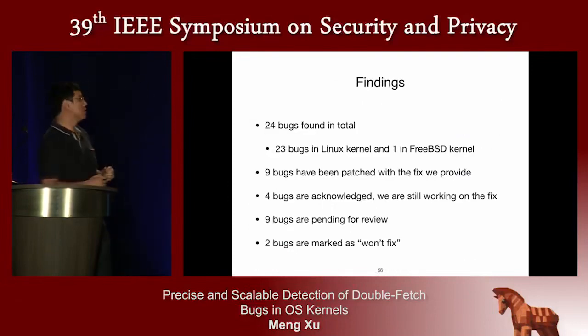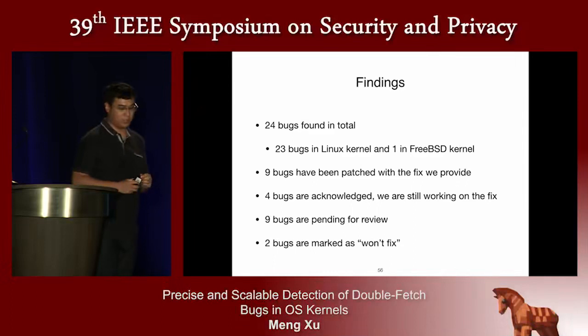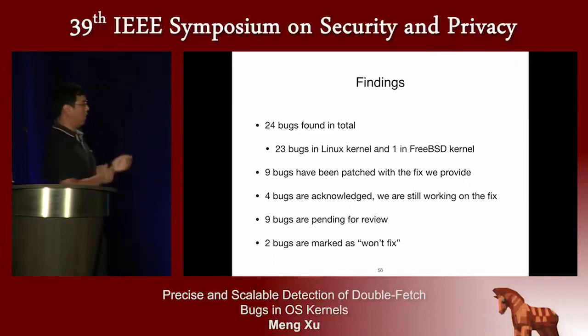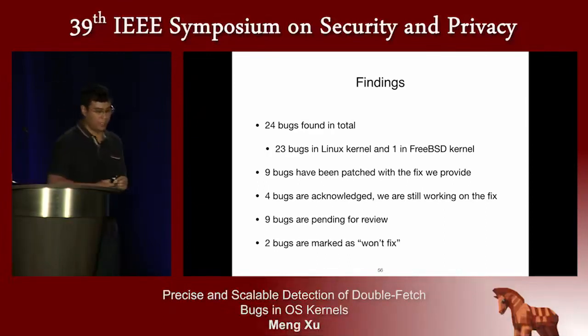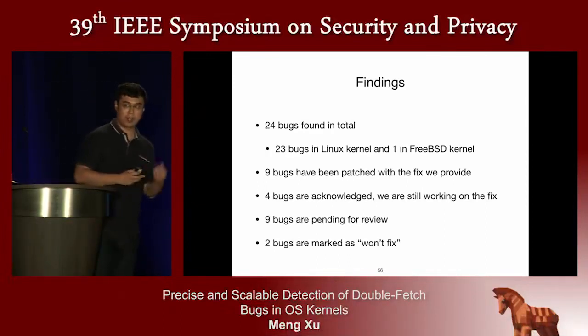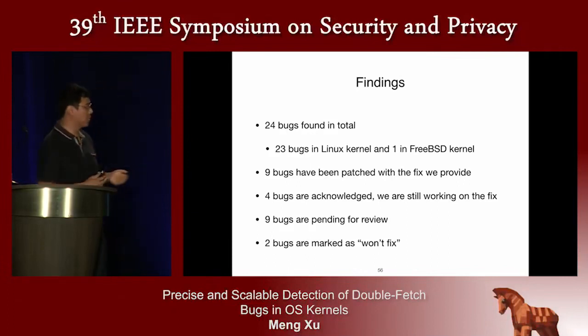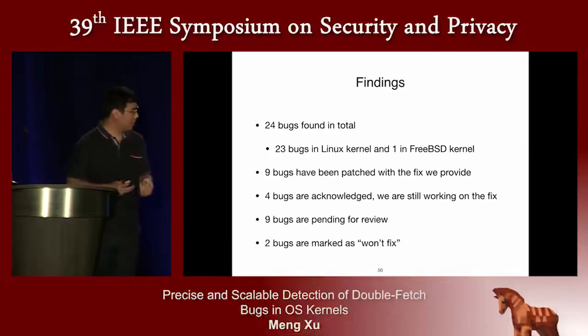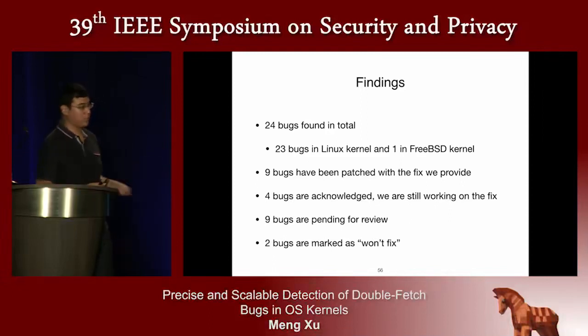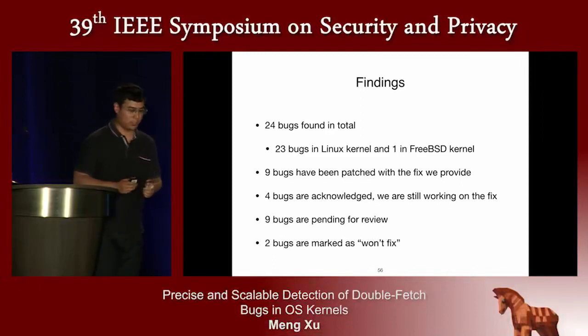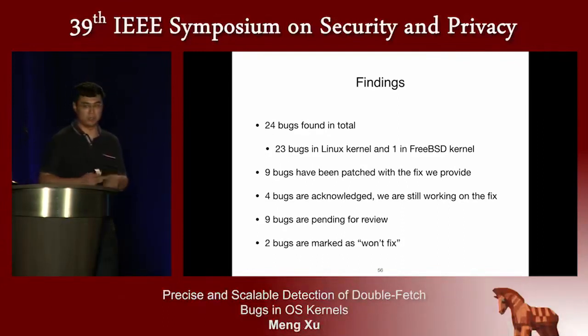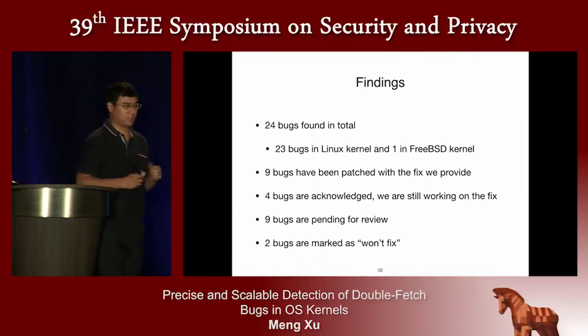Now the findings. We found 24 bugs in the kernel in total: 23 in Linux and 1 in FreeBSD. Nine bugs have been fixed with the patches we provided, and 4 bugs are acknowledged, but the patch is not easy to provide, and we are still working on a fix. There are 9 bugs pending review, and 2 bugs marked as won't fix. One of them is a confirmed double fetch bug, but the developer thinks there is no serious security issue in it, so they said let's just ignore it for now.